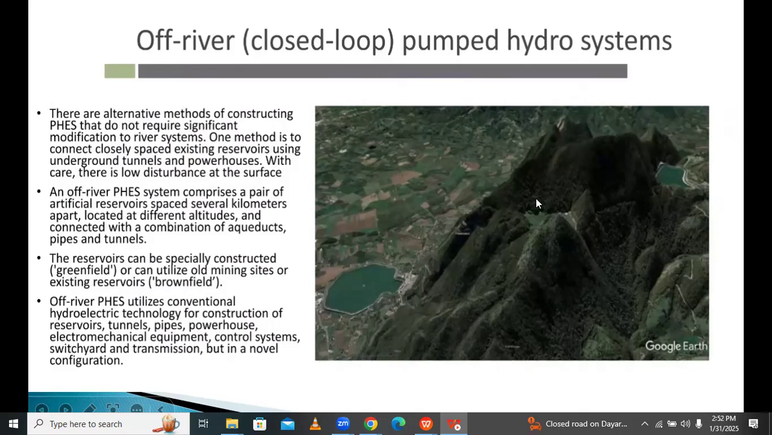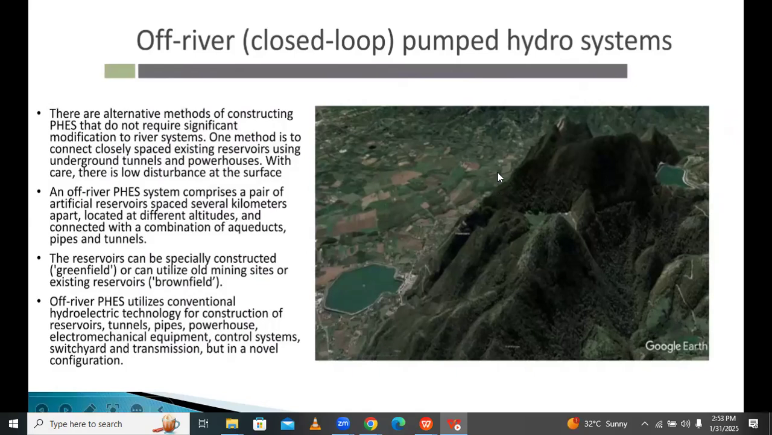The reservoirs can be especially constructed, which is called a greenfield, or can utilize old mining sites or existing reservoirs, which is called a brownfield. There are two kinds: the first is called greenfield and the second brownfield. Specially constructed reservoirs are greenfield reservoirs, and old mining sites or existing reservoirs are nothing but brownfield reservoirs.